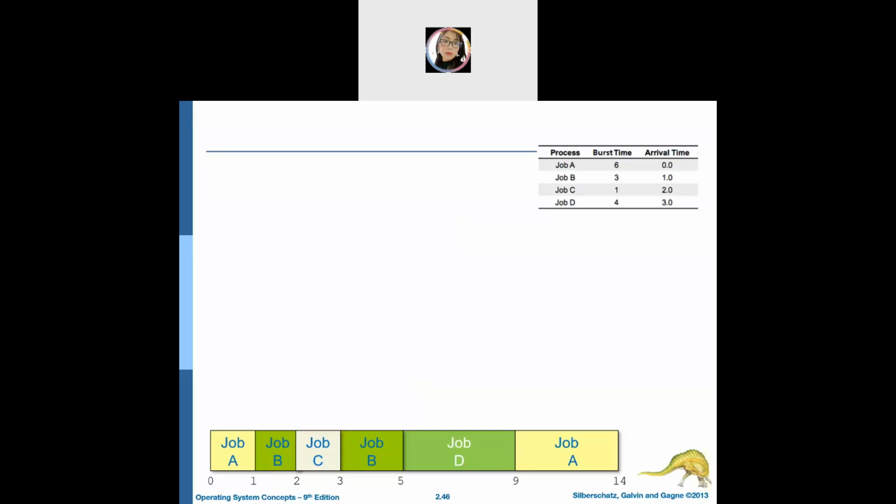So here, job A is preempted by job B because job B has less CPU time remaining. You can see here, first of all, when you are starting with job A, arriving at 1, you have 6 minus 1 equal to 5. Then you can see you're going to be involved with job B, and job B has a smaller, less CPU time, which is 3. You're going to start with your job B.